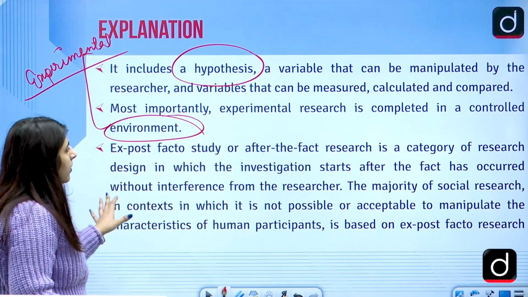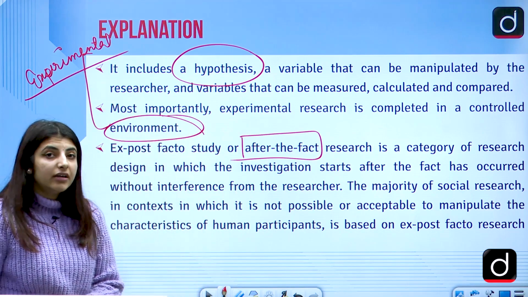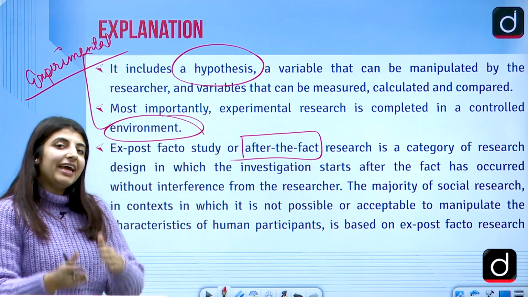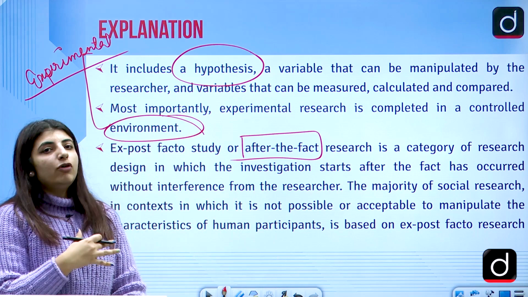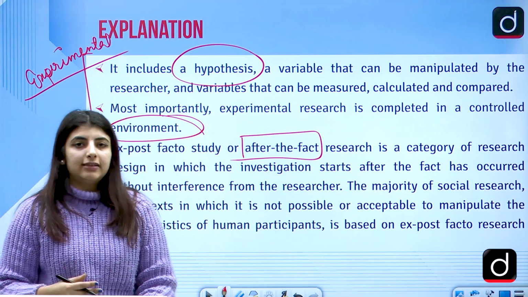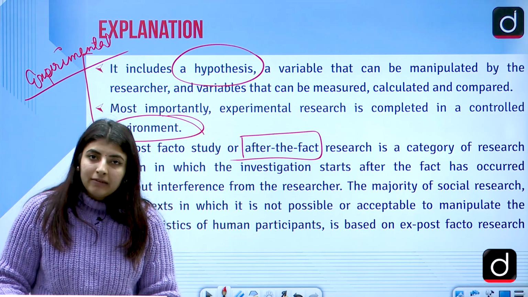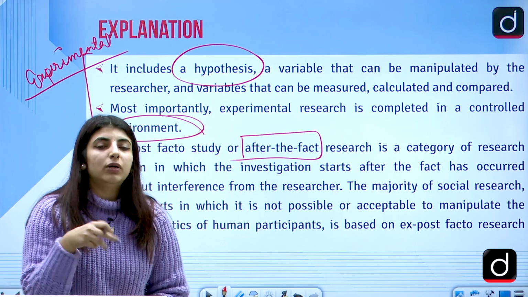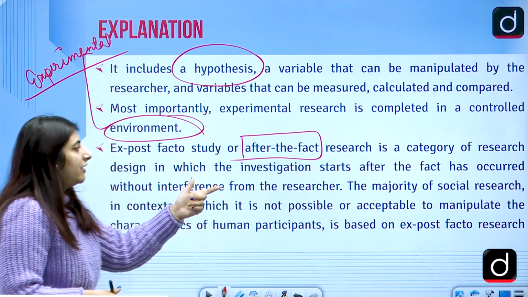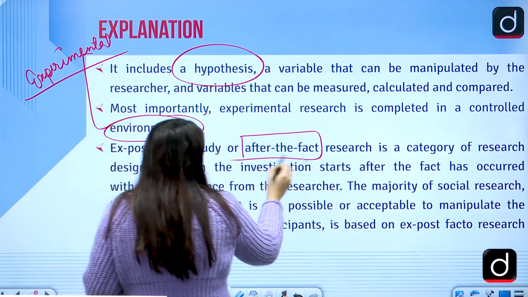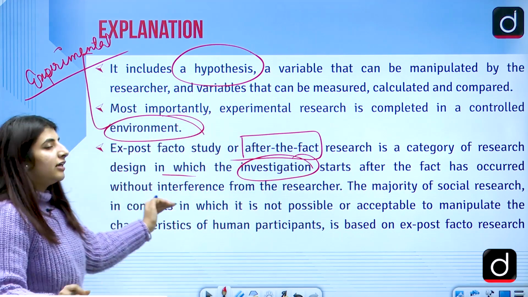Ex post facto study now, it is known as after the fact, which means after the fact has occurred. That is what we are going to study in the ex post facto, post, after, correct? So in the ex post facto, the things have already occurred and now you are going to see their causes. The effect has already been done, right, on the dependent variable. The effect has already been seen, but now you are going to see what were the causes, what led to that very dependent variable, that very effect. So it is a design in which the investigation starts after the fact has occurred, after the incident has occurred, without interference from the researcher.